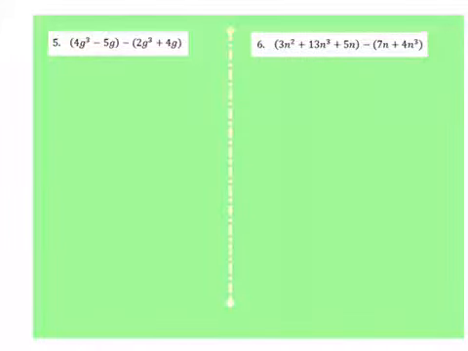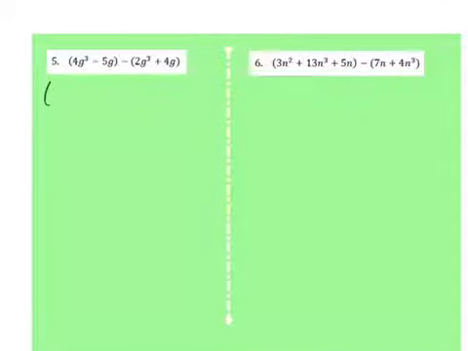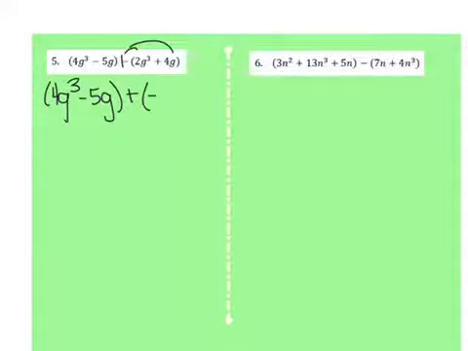Let's look at this first example here. So this is subtracting. I'm going to make this an addition by distributing that negative to everything behind it and then changing it to a positive. So I'm still going to have a 4g to the third minus 5g. This is going to become a plus, and I'm going to subtract the other two behind it. So now I'm going to have a negative 2g to the third minus 4g.